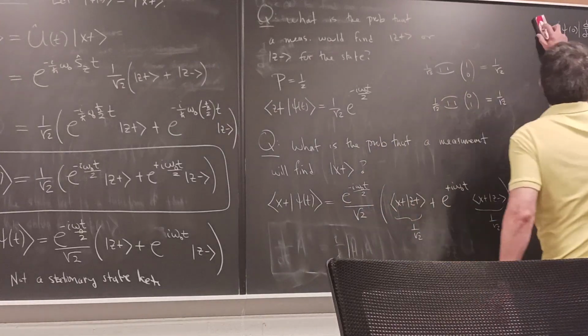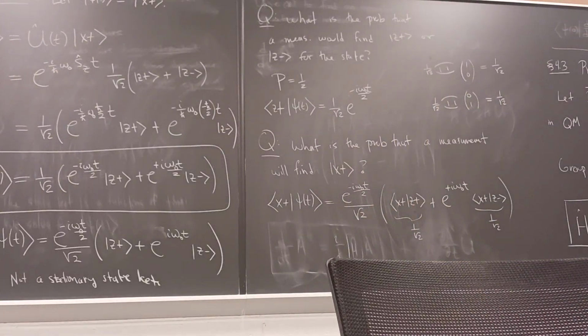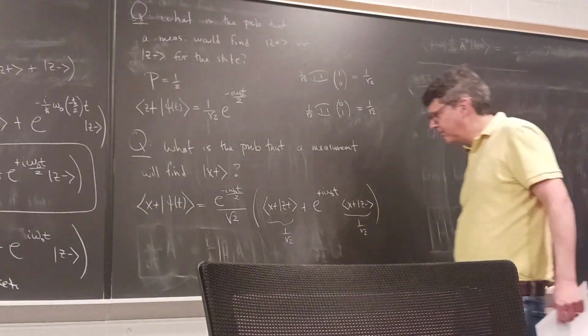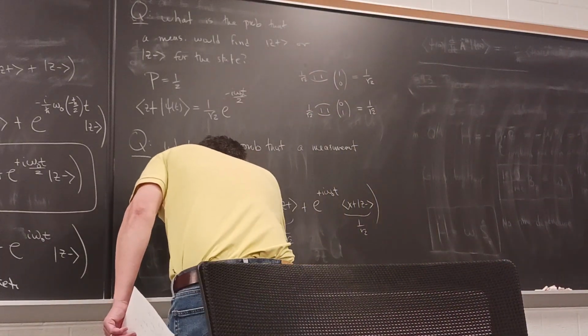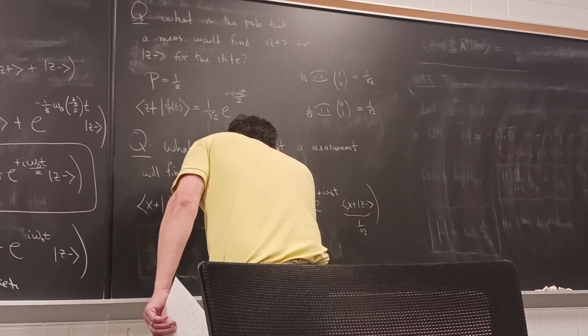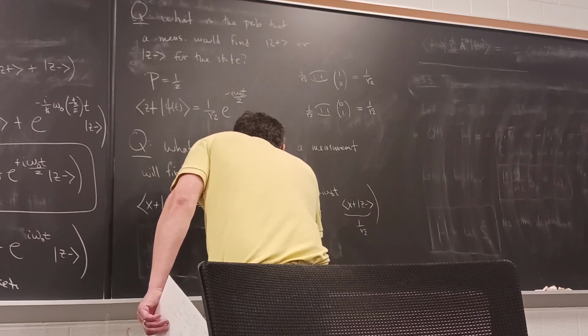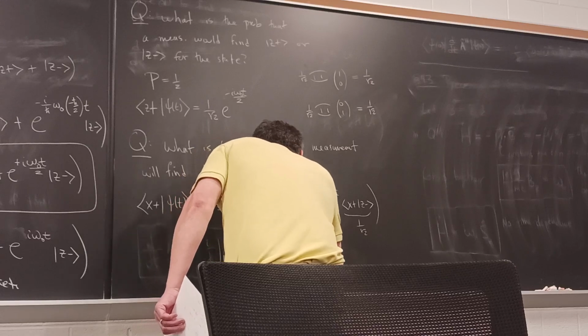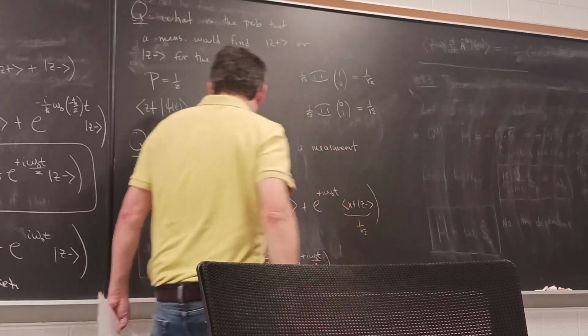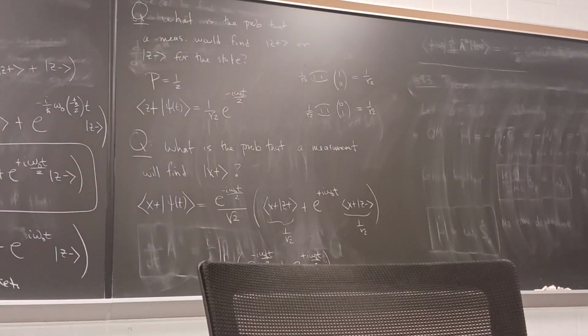Okay, so we have an overall factor of a half then. And then I can just redistribute this exponential again. This is just e to the minus i omega 0 t over 2 plus e to the plus i omega 0 t over 2. Does anybody recognize that function?